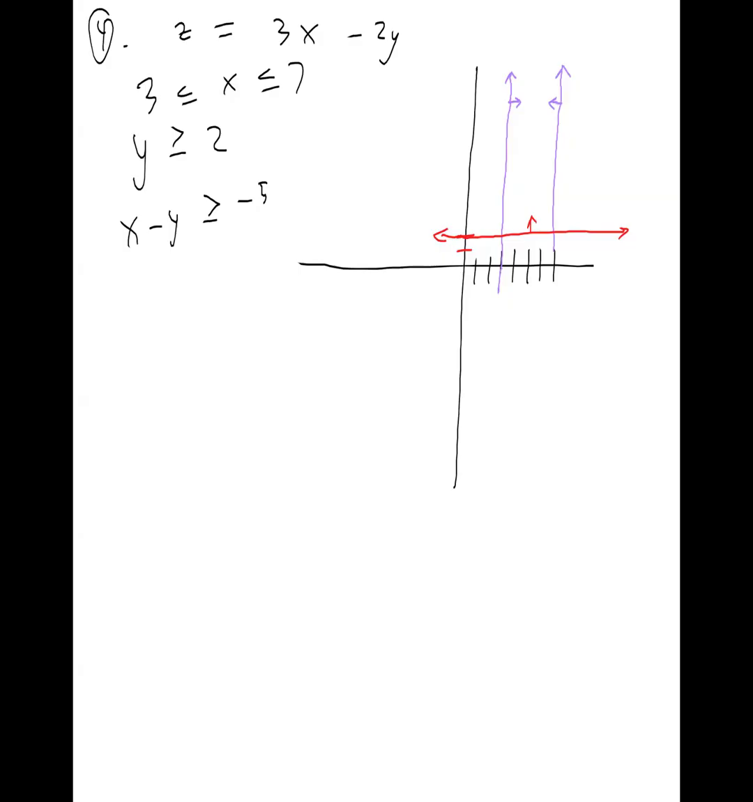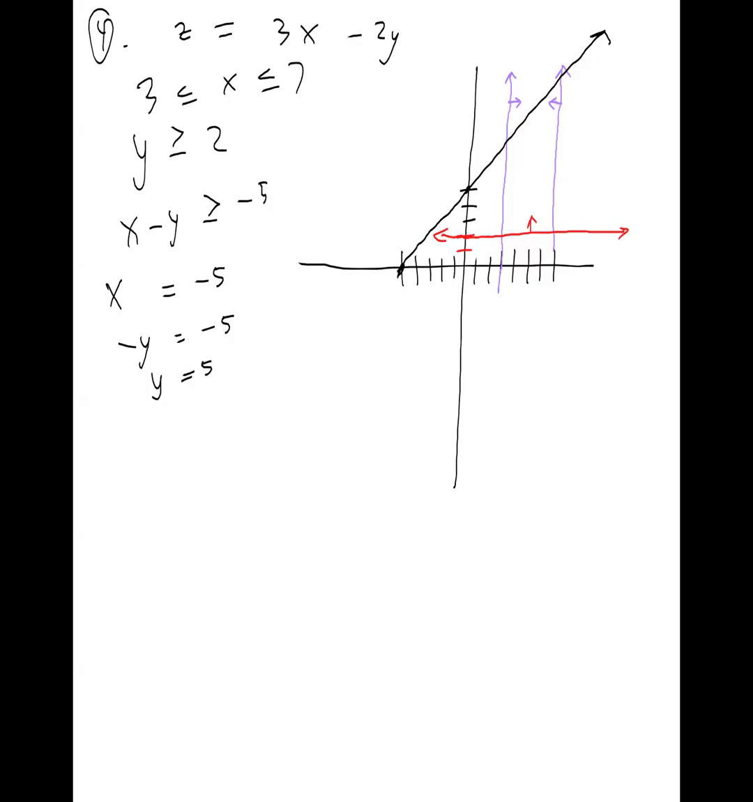Last but not least, we're going to solve the fourth equation. So if I drop the y and let the y be 0, I'll get x equals negative 5. Now if I drop the x and let the x be 0, I'll get negative y equals negative 5. If I divide by negative 1, I'll get y equals positive 5. So basically the x value is negative 5, and the y value is positive 5. So that one looks like this.